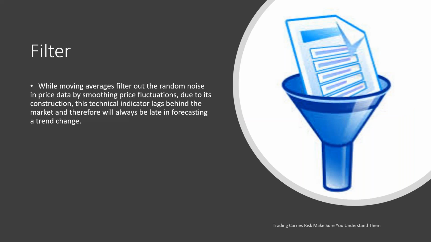Now, while moving averages filter out the random noise in price data by smoothing price fluctuations, due to its construction, this technical indicator lags behind the market and therefore will always be late in forecasting a trend change. So whether you're using a simple moving average or any of the indicators that are based on moving averages, they're always lagging. Now remember, lagging and leading are descriptions of indicators. They don't sound like the word. Leading sounds like, it's great, it's ahead. Lagging sounds like it's bad, it's behind.